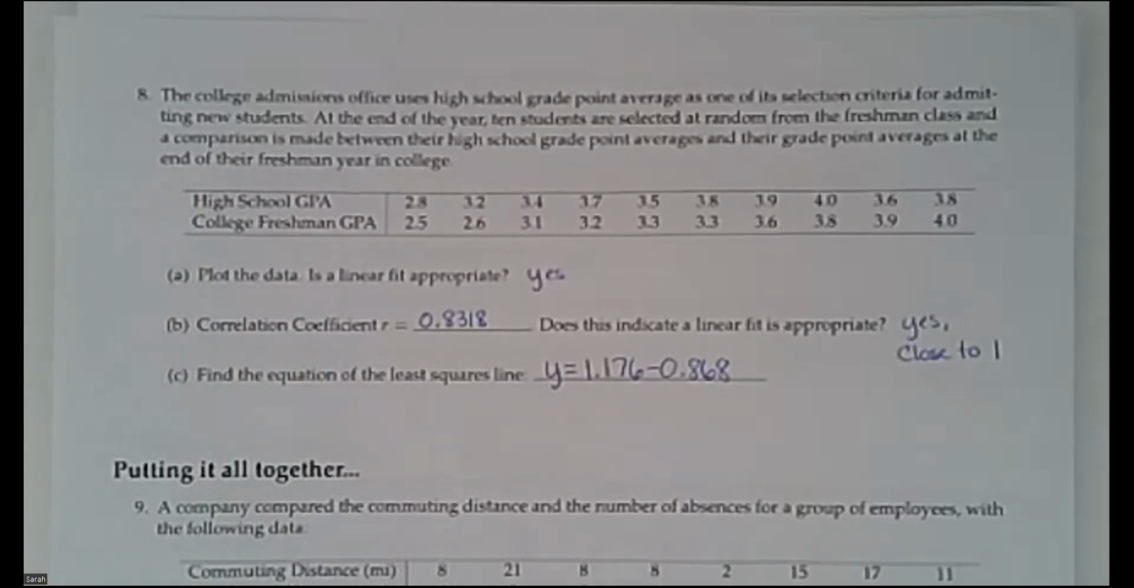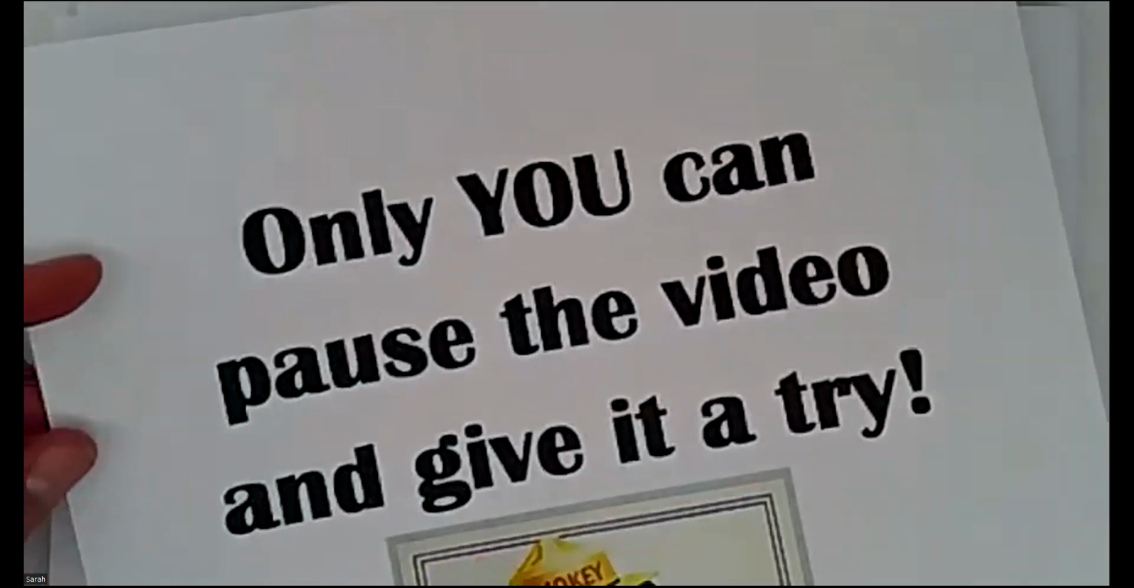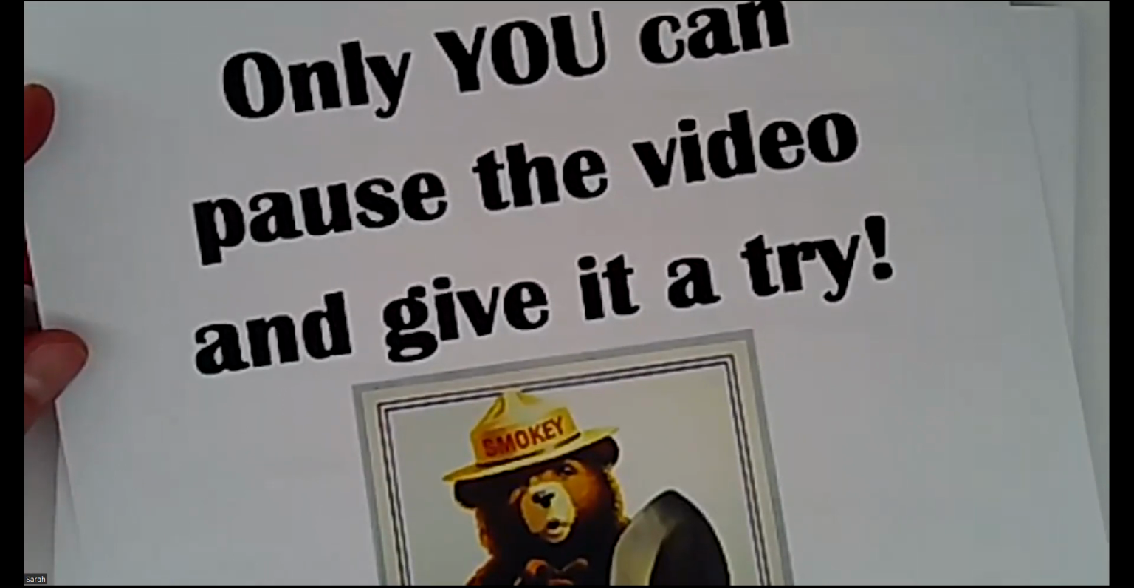This one is a company, and what they're doing is they're comparing the commuting distance, so how far people live from where they work, and the number of absences they have. So they're looking to see if there's some sort of relationship there, and if so, if it's linear. So you're going to go through, find the correlation coefficient, the least squares line, and answer a couple of questions, kind of put together a lot of the skills that we've looked at in section 1.6. So I'd love for you to pop over to Excel, copy that data into Desmos, and then pause the video and give this a try.